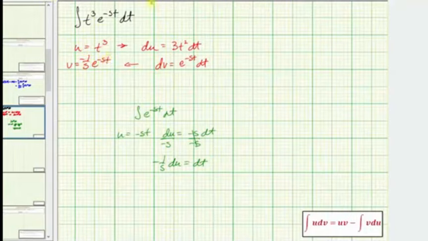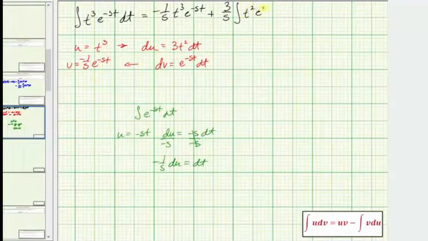So applying the integration by parts formula, we have u times v, which would be negative 1 divided by s t to the third e to the negative st minus the integral of v du. Looking at v times du, notice how the product will be negative. Because we have a minus here, it becomes plus. And then let's write this as 3 divided by s. The integrand function would be t to the second e to the negative st dt.